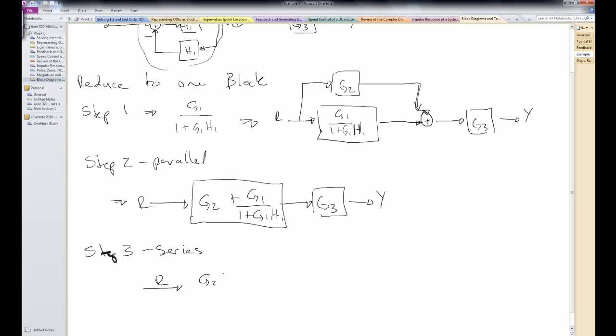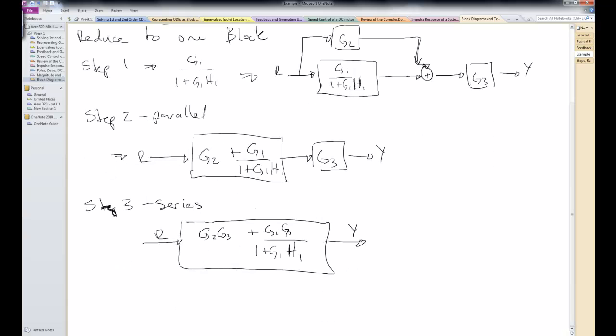So I get G2 G3 plus G1 G3 all over 1 plus G1 H1. And that's the whole block there. So that's one block, and out comes Y.